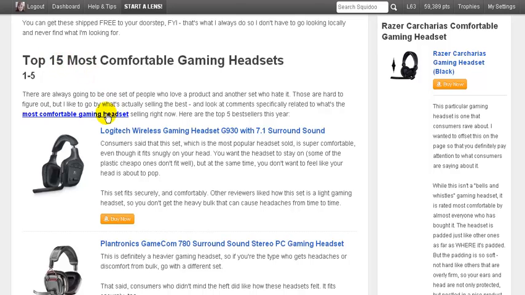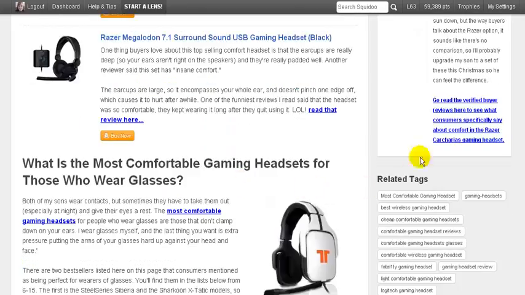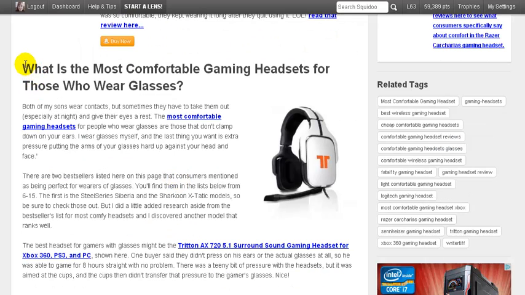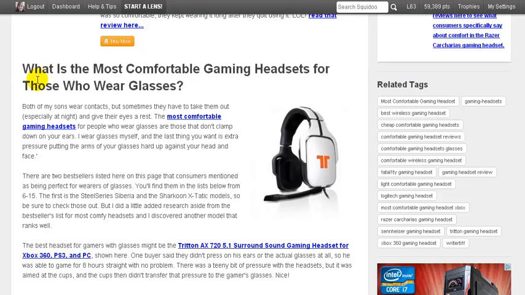And again, even in the description, I have a text hyperlink. And then I wrote a little bit of text to review each product. I have a text hyperlink over here in that. So I don't always take advantage of the subtitle if I don't need it. Like I put, what is the most comfortable gaming headsets for those who wear glasses? And then I have something that links to the generic and something that links to that specific one.